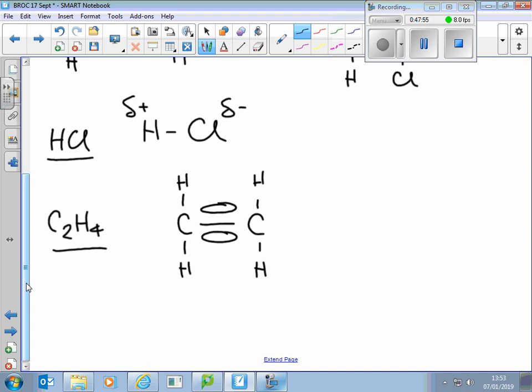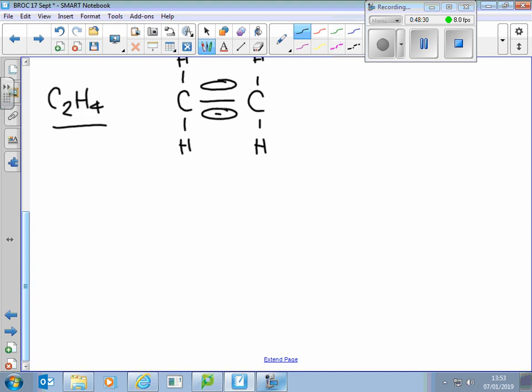If the pi bond is lots of electron density, which end of the HCl is going to approach it? The H or the Cl? You've got a 50-50 chance, come on. If this is negative, what's it going to attract? Positive, yeah, which is the hydrogen. So, the hydrogen, I do loads and loads of diagrams to sort of make this work.